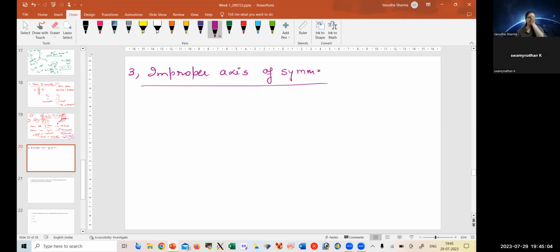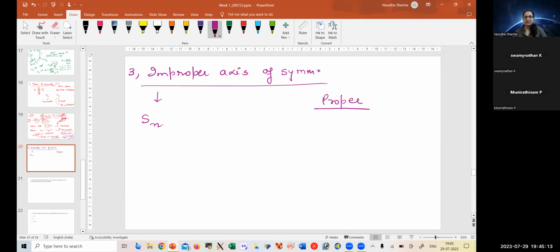So the improper axis of symmetry, we define by the symbol Sn. The proper axis of symmetry was denoted by Cn. Now here improper is denoted by Sn. This is actually a combination of Cn and your molecular plane.